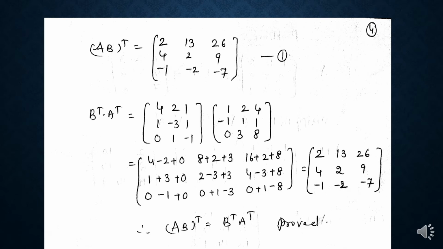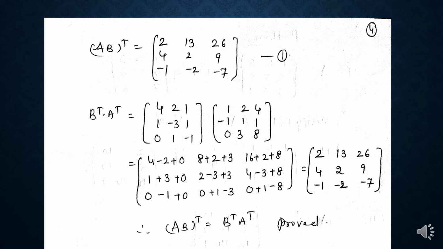By taking first row and first column: 4 into 1 is 4, plus 2 into minus 1 is minus 2, plus 1 into 0 is 0. First row and second column: 4 into 2 is 8, plus 2 into 1 is 2, plus 1 into 3 is 3. Third column: 4 into 4 is 16, plus 2 into 1 is 2, plus 1 into 8 is 8. So these are the first row elements.